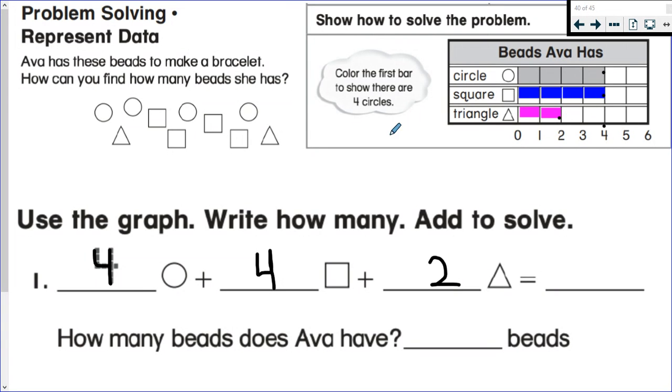Okay, if you're ready to check, an easy way to do this is if you know your doubles, 4 plus 4 equals 8. Just put that on the bottom right here. And then 8 plus 2 makes a 10. If you want to go back and check all of your work, you can count all these up individually. 1, 2, 3, 4, 5, 6, 7, 8, 9, 10. How many beads does Ava have? Ava has 10 beads.